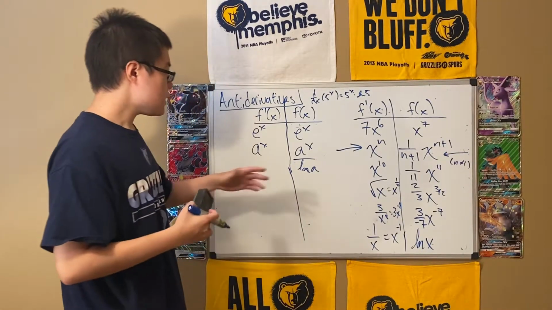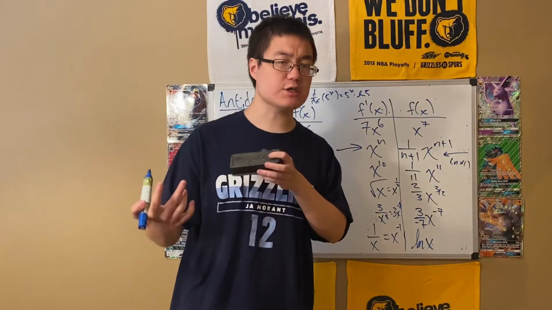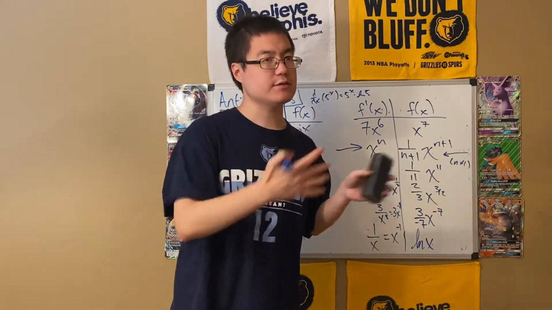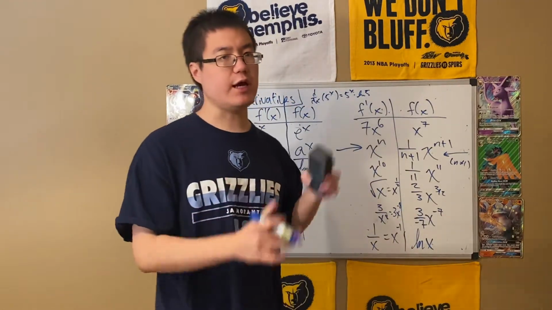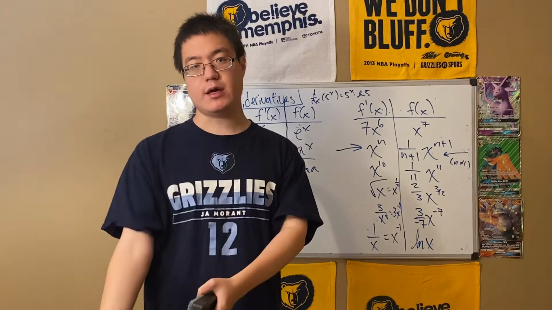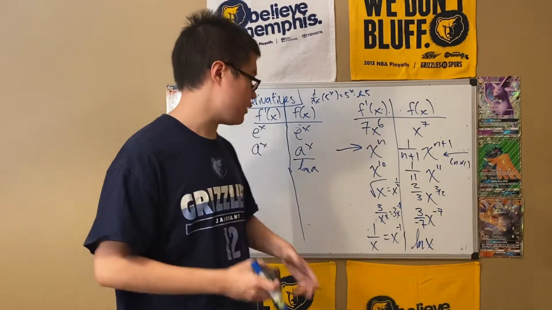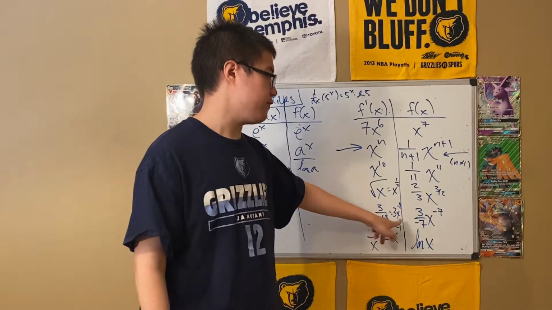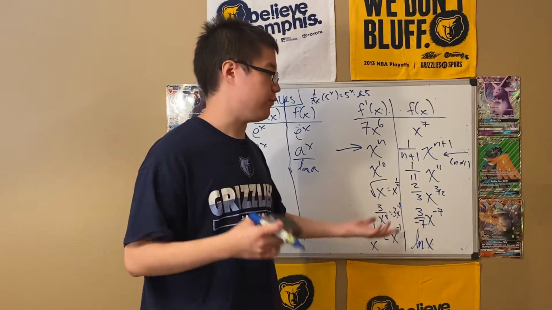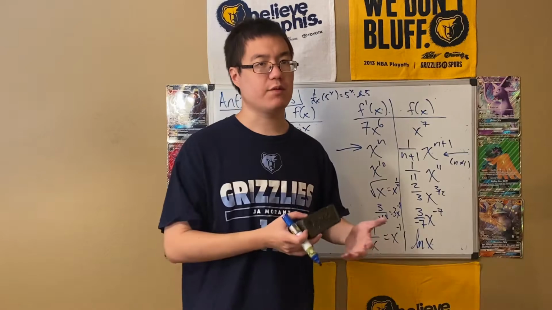Keep in mind that if you have two functions that are added or subtracted, just like with derivatives, we're going to take the antiderivative of one, and then the antiderivative of the other. Same thing with constants. If you have a constant in the front, sort of like with this 3, we ignore it, just keep it in the front, and then we take the antiderivative and multiply by 3.